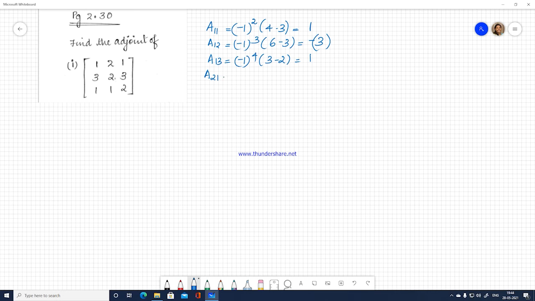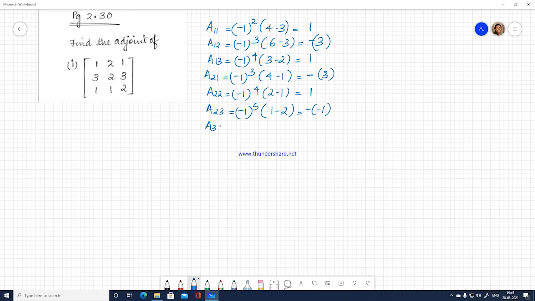Then A21 is equal to minus 1 raised to 3. Covering this column and the row, it will be 4 minus 1. So, minus of 3. Now, A22 is equal to minus 1 raised to 4. Covering this column and the row, it will be 2 minus 1 is equal to 1. A23 is equal to minus 1 raised to 5. Cover this column and the row, you will get 1 minus 2. We will get it as minus 1. So, minus of minus 1.